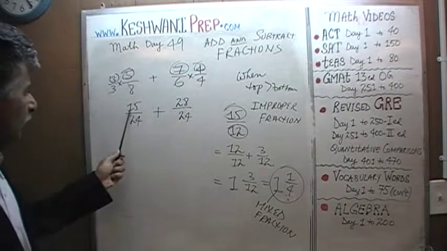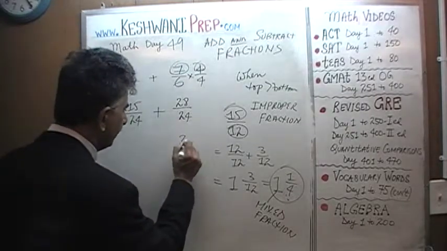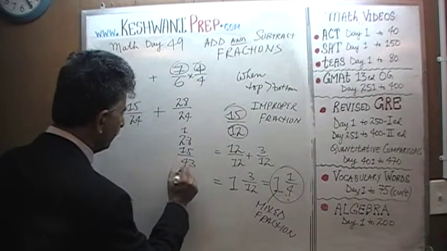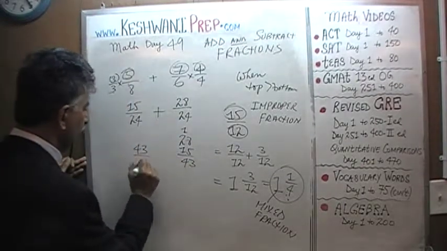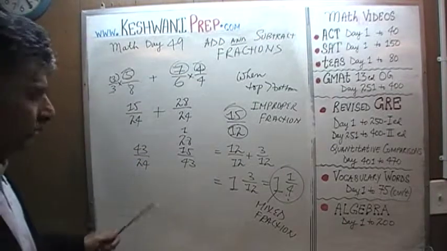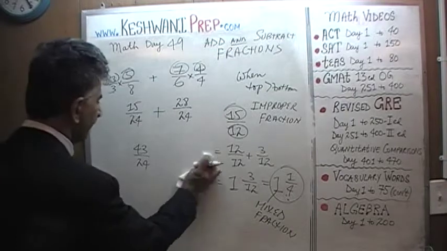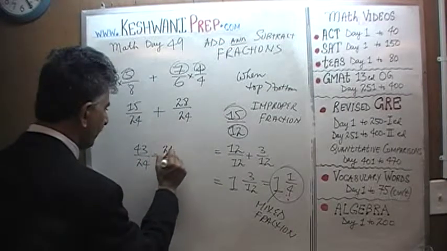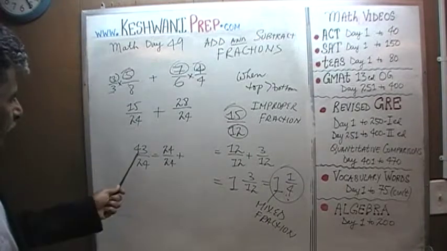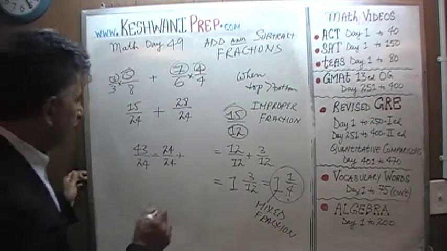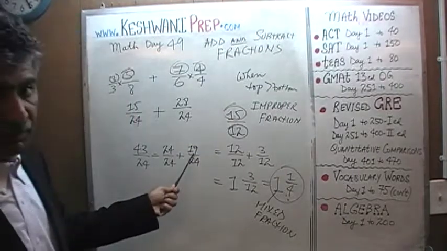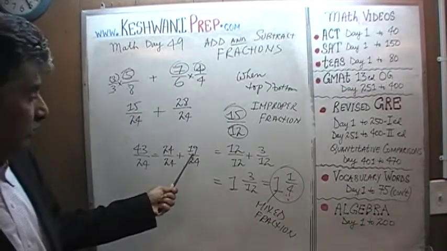Let's continue. 28 plus 15 is 43. It's 43 over 24. We can't leave it like this because 43 is more than 24. We have to convert this into a mixed fraction. So this can be written as 24 over 24 plus, if you subtract 24 from 43, you get 19. And since 19 is a prime number, we know it cannot be reduced anymore. That's it, we are done.